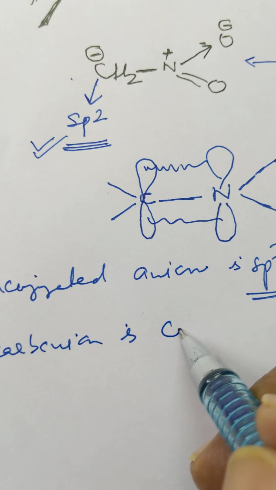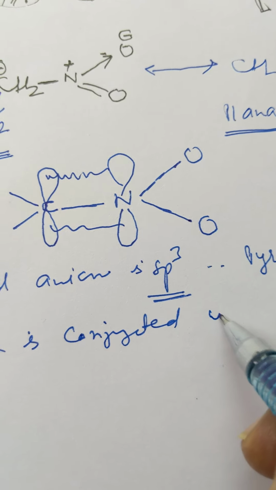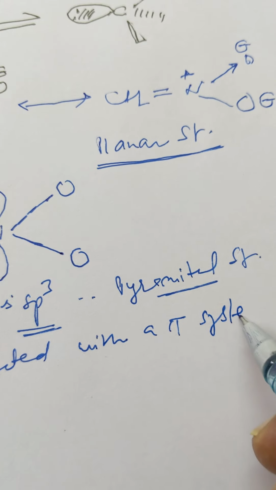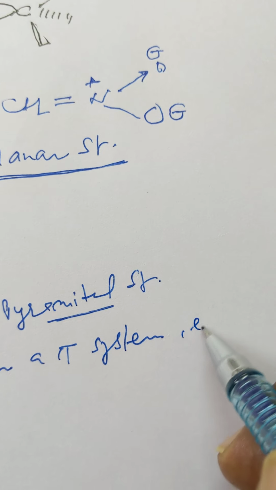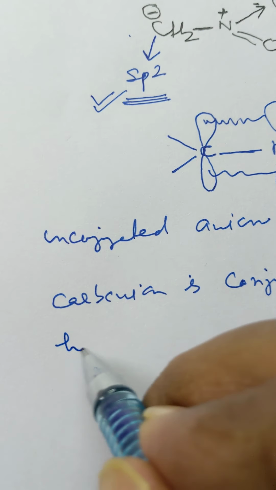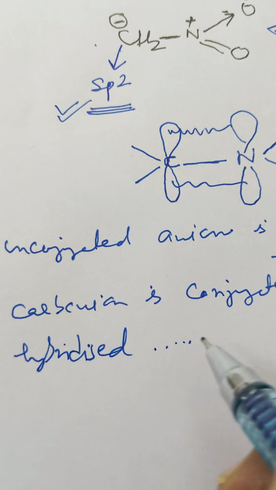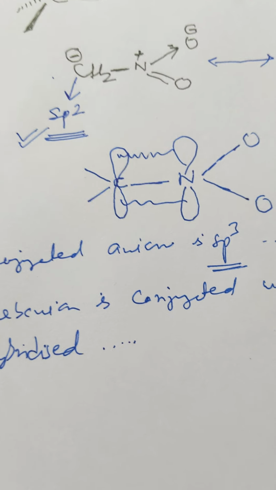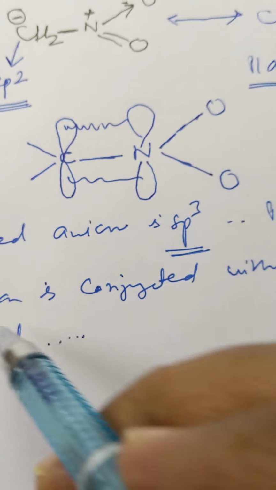But when a carbanion is conjugated with a pi system, it is sp2 hybridized. This is a very, very important point; you should note it. And this point will be useful for us, because most of the carbanions you will get will be of this type.